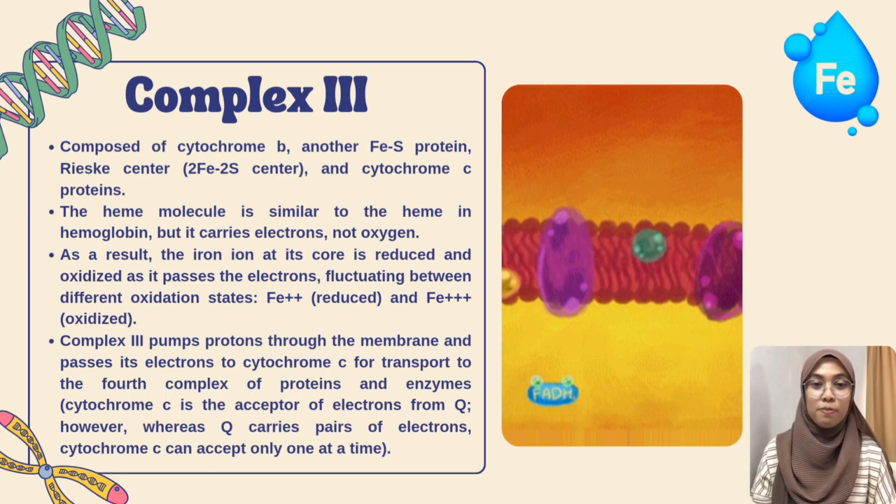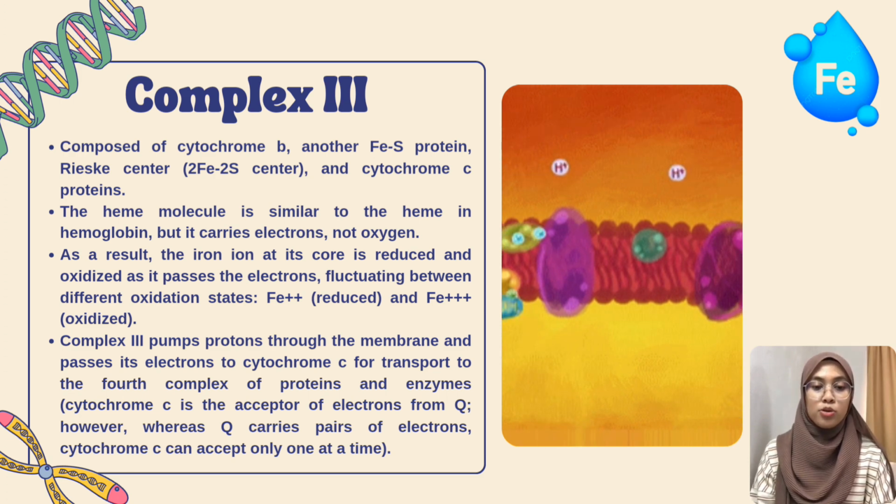membrane. The third complex is composed of cytochrome B, another iron-sulfur protein, Rieske center, and cytochrome C protein. Cytochrome proteins have a prosthetic group of heme. The heme molecule is similar to the heme in hemoglobin, but it carries electrons, not oxygen. As a result, the iron at its core is reduced and oxidized as it passes the electron, fluctuating between different oxidation states. The heme molecules in the cytochromes have slightly different characteristics due to the effect of the different proteins binding them, giving slightly different characteristics to each complex.